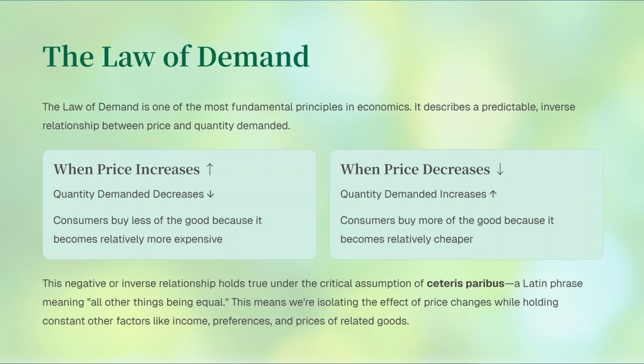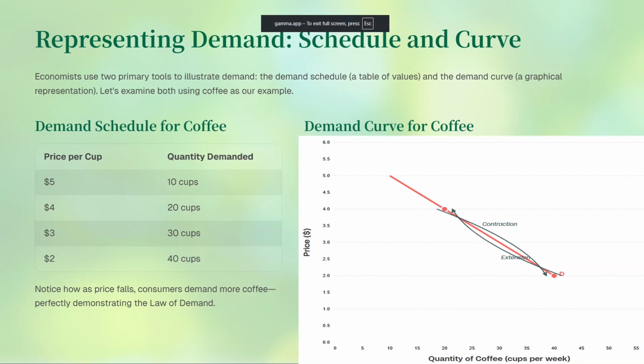We can represent this relationship in two ways. First, with a demand schedule, which is just a table. Let's take the market for coffee as an example. At the price of $5, the quantity demanded might be 10 cups per week. If the price drops to $4, demand increases to 20 cups. At $3, it is 30 cups. And at $2, it is 40 cups.